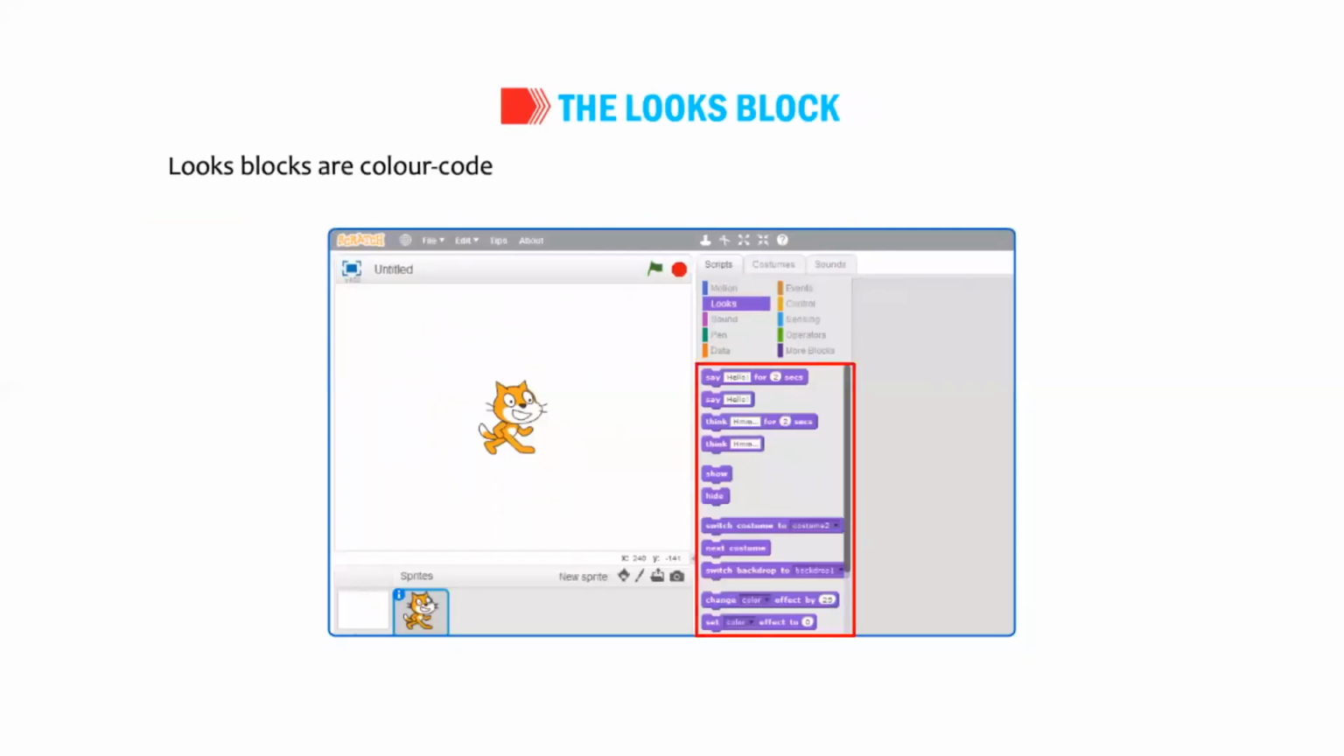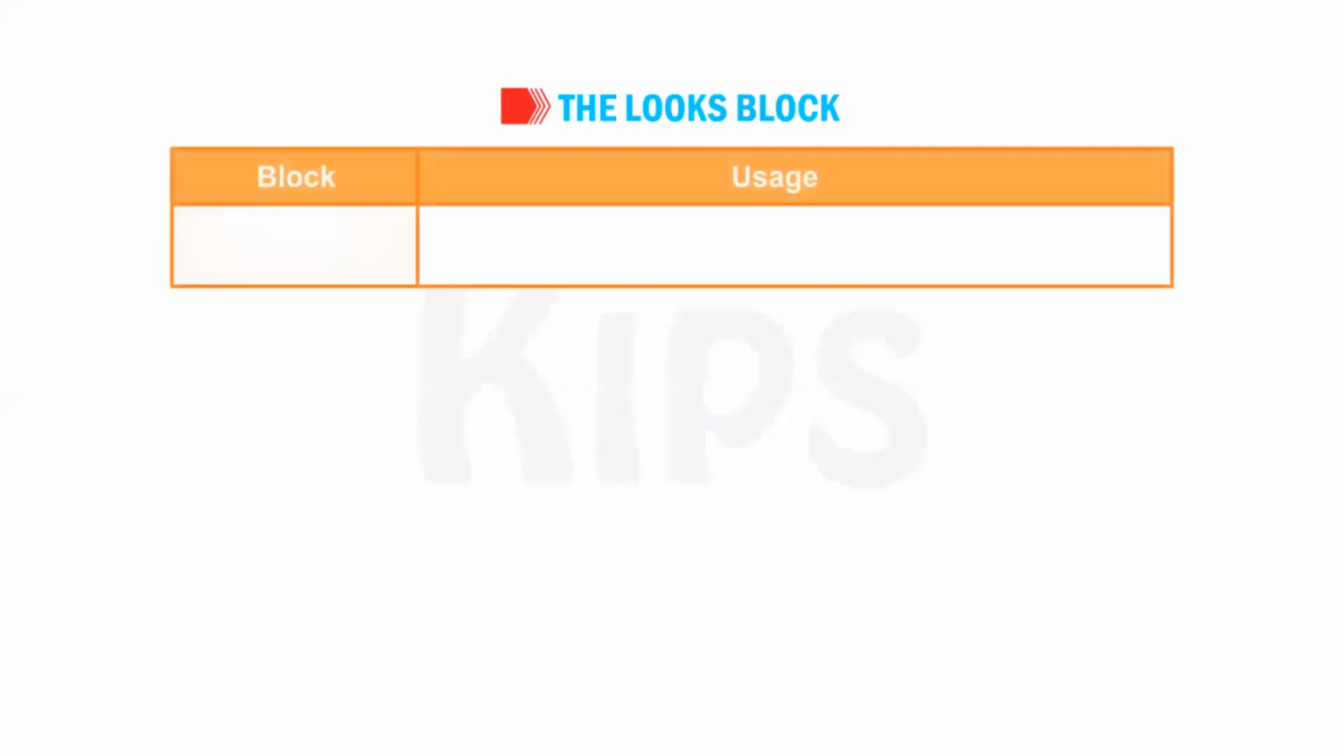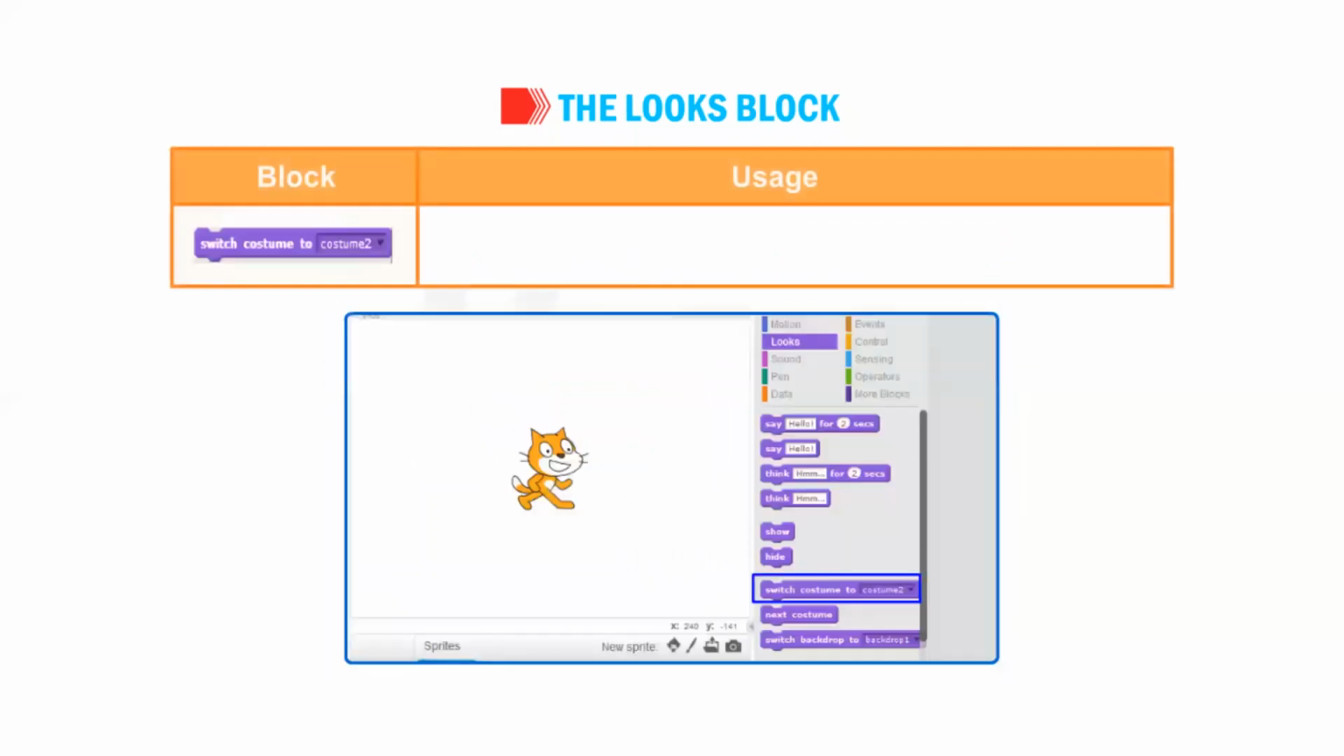Students, let us talk about the looks blocks. Looks blocks are color-coded purple, and these blocks control the appearance of a sprite. The clothes of a sprite remain unchanged. Looks blocks change the appearance by changing the posture and color of the sprite. Block usage. Switch costume to costume 2. This block changes the sprite's costume to the specified one.